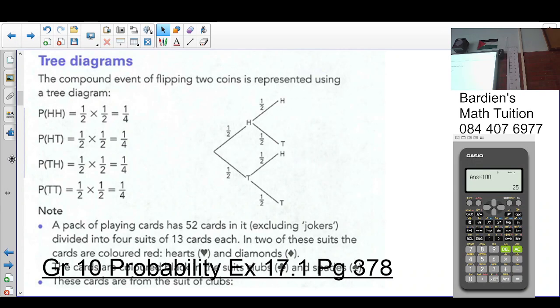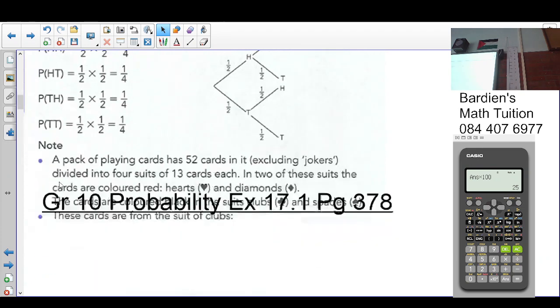Alright, so the compound events of flipping 2 coins are represented using a tree diagram. The probability of heads, heads is half times half, which is a quarter. Heads, tails: half times half, which is a quarter. Tails, heads, and tails, tails. Okay, if we add these 4 quarters up, what are you going to get? 1. The probabilities will always add up to 1.